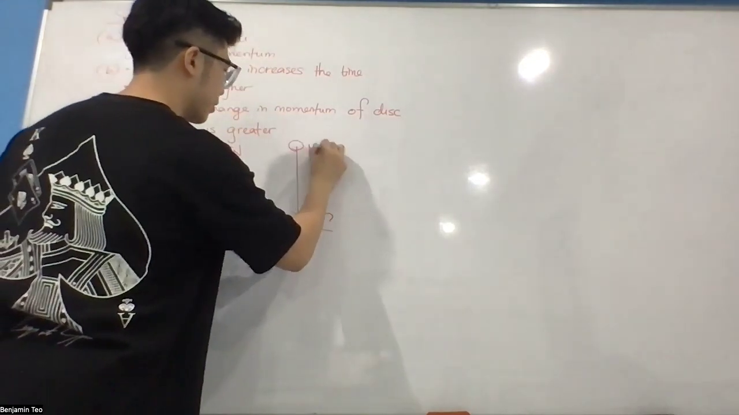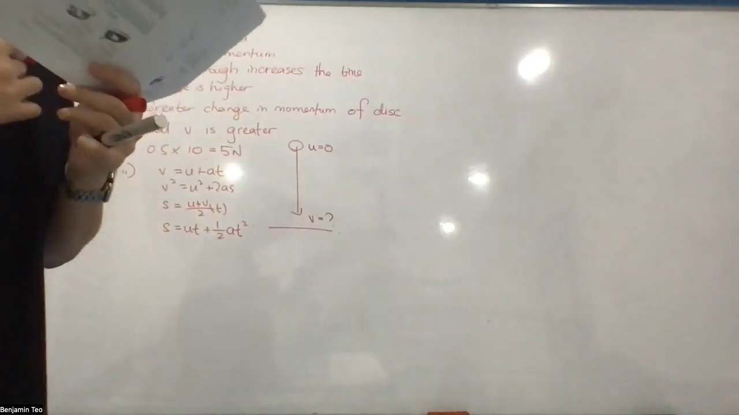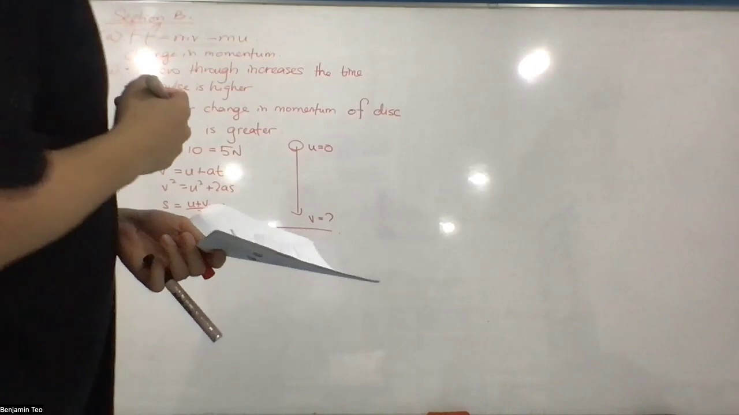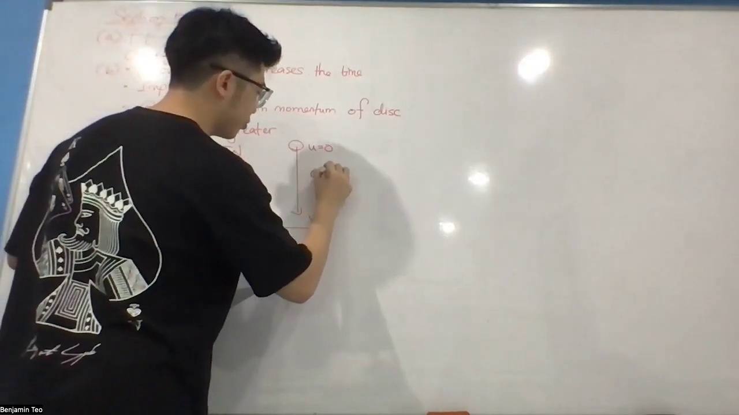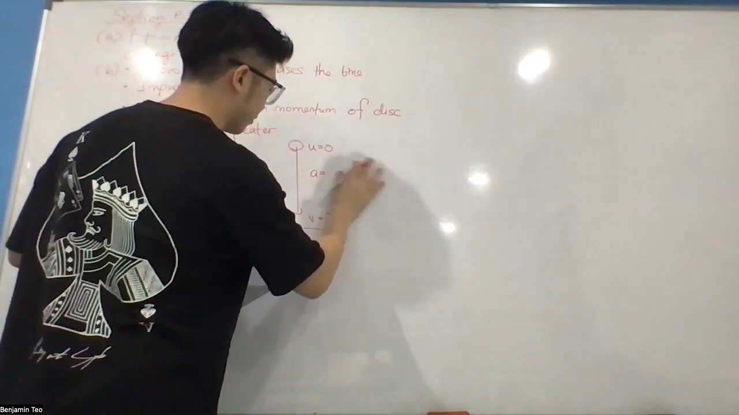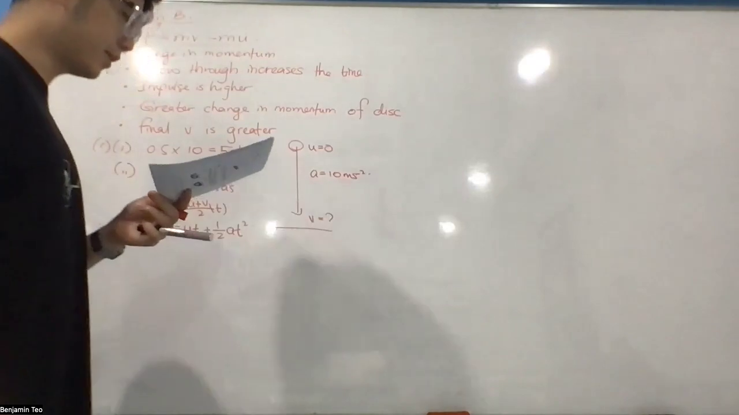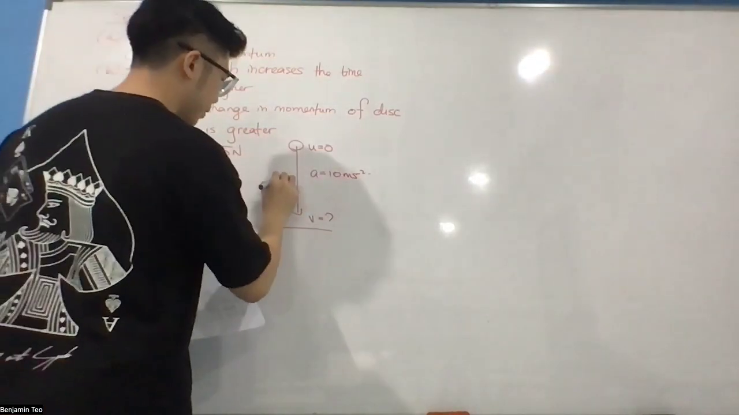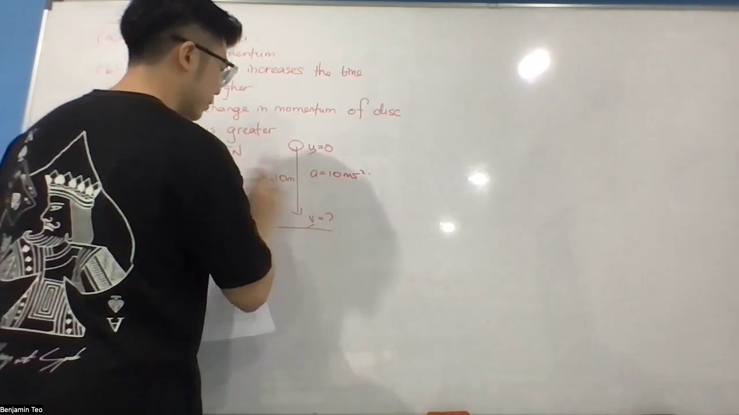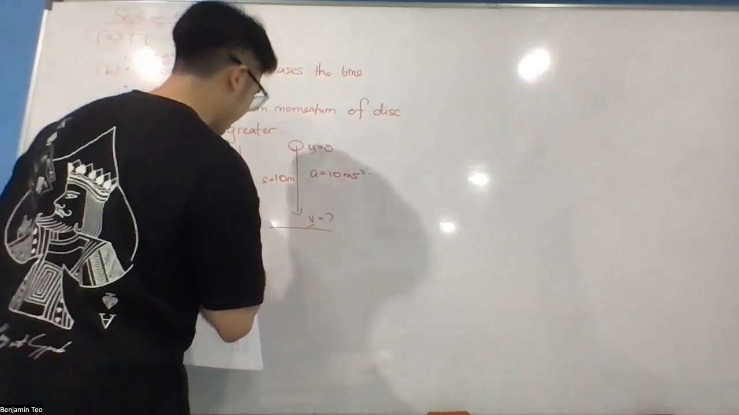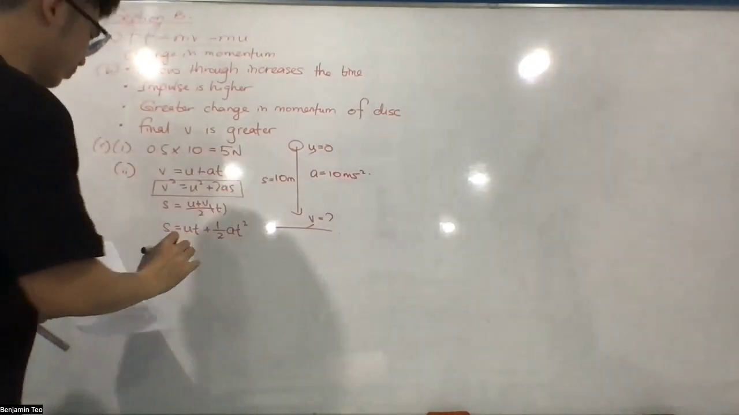If U is 0. Okay, why U is 0? Because you release the ball from rest. A equals 9.8, A is 10. And then the distance fallen is 10 meters. So we got U, V, A, S, find V, equation number 2.